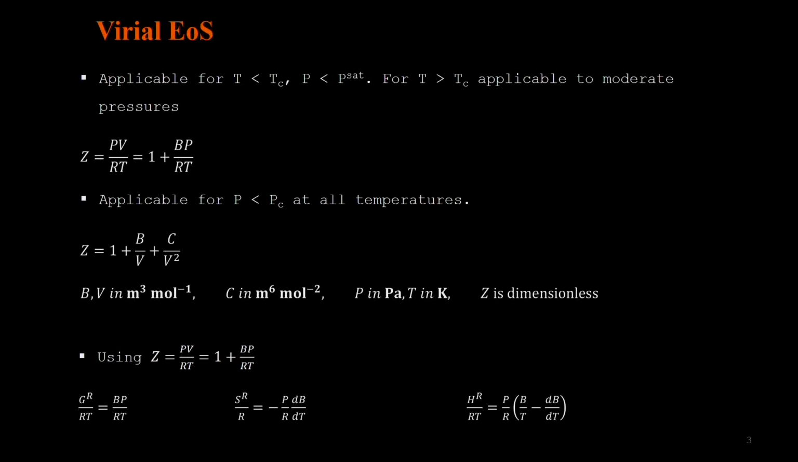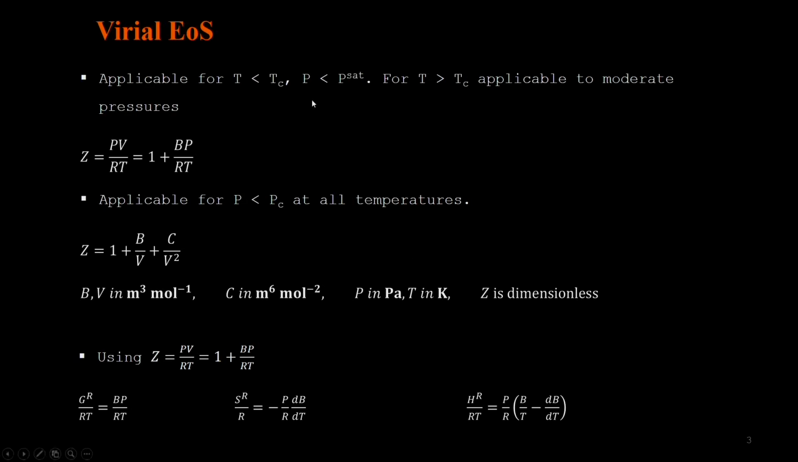So either using 2 or 3 virial coefficients, that's the most number of virial coefficients we generally use in the process industry, we can define the compressibility factor. We derived the relation for the residual properties in terms of the second virial coefficient only, when there are 2 terms in the virial equation of state, and tried to solve a problem based on that in the last class.